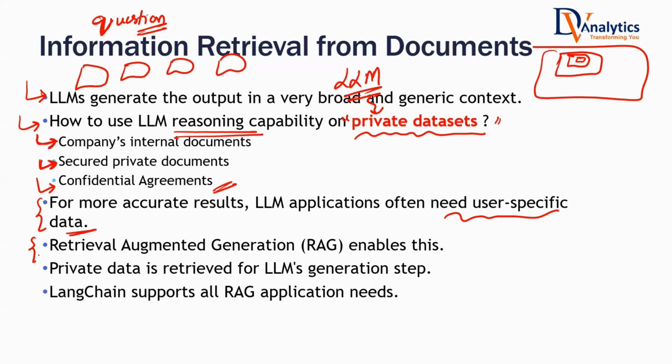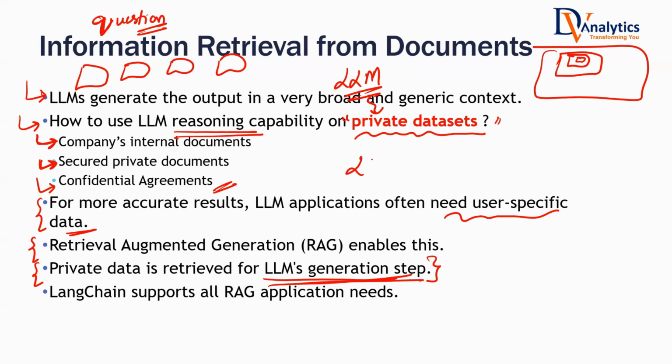So RAG, retrieval augmented generation. We are augmenting our documents. We are telling the large language model, look at my documents. You generate the output based on my documents that are augmented to you. So what the large language model will do is retrieve the private documents for the generation step. When the large language model is generating your output, it will retrieve your private documents.